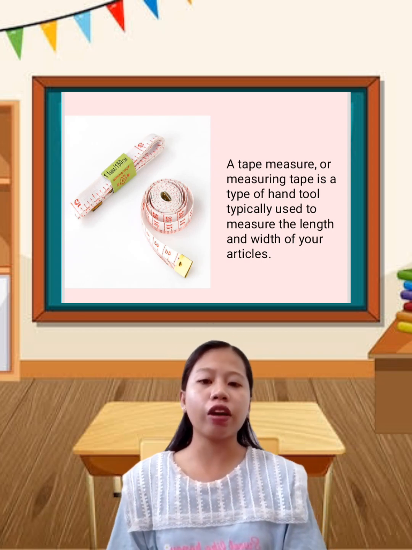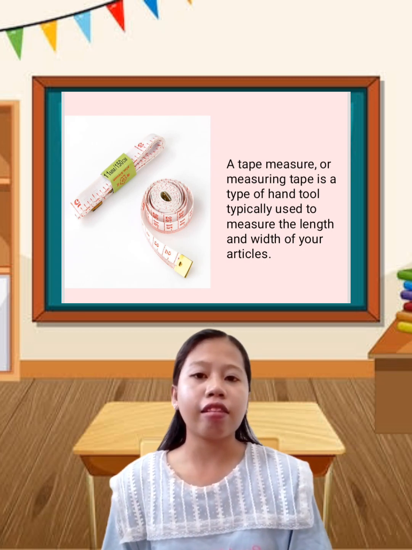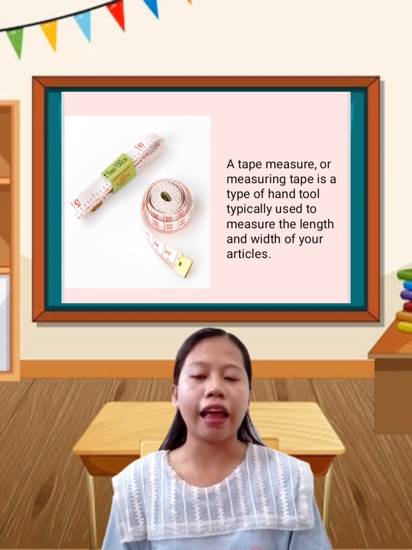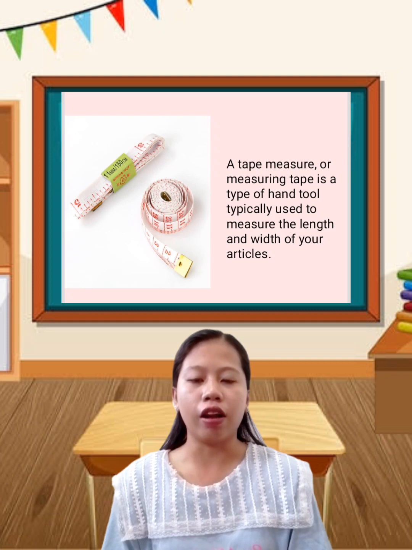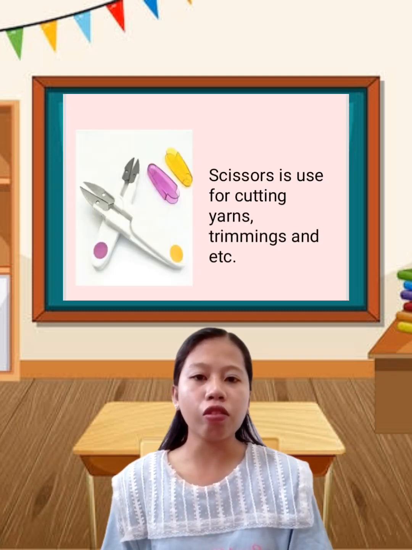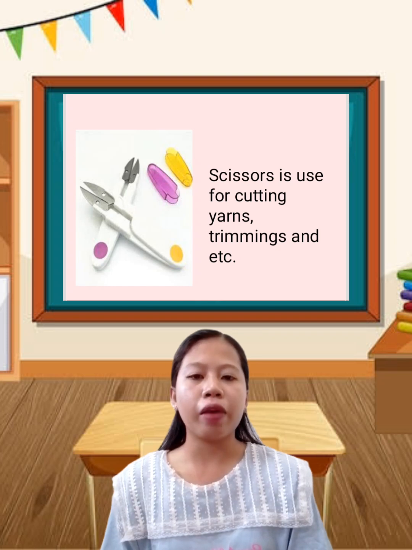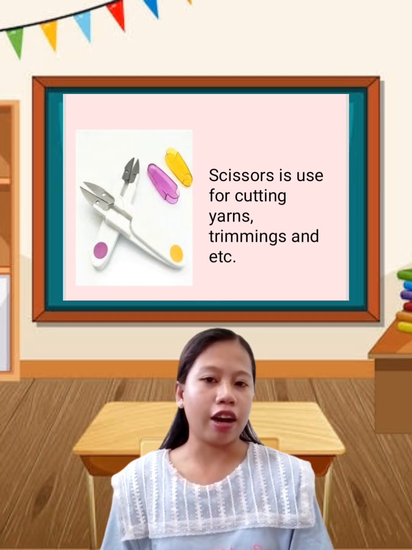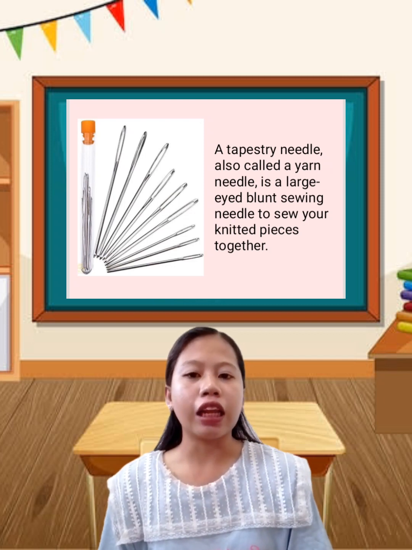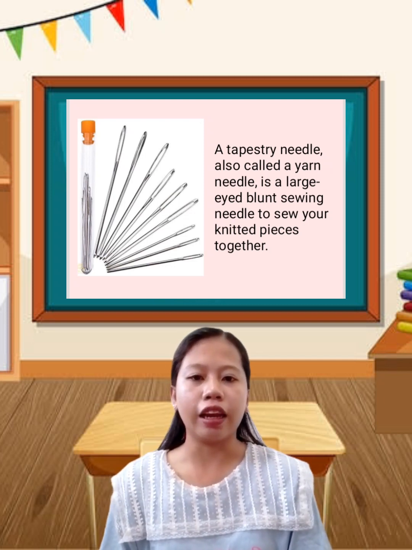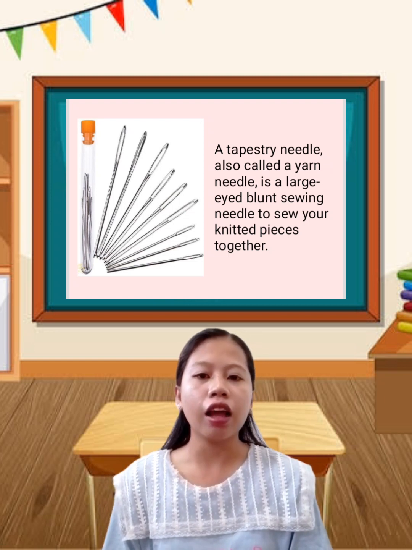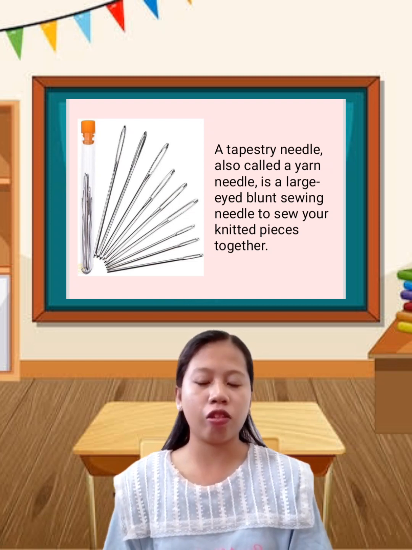Second is measuring tape. A tape measure or measuring tape is a type of hand tool typically used to measure the length and width of your articles. Third is scissors. Scissors are used for cutting yarns, trimmings, and so on. Fourth is the tapestry needle, also called a yarn needle. It is a large-eyed blunt sewing needle to sew your knitted pieces together.